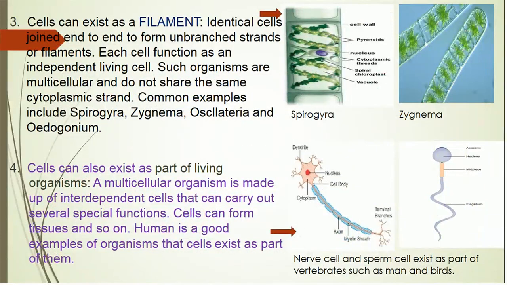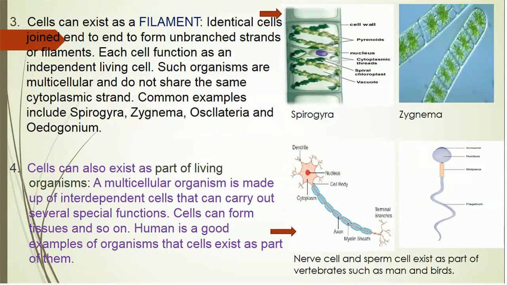Number 3. Cells can exist as a filament. Here, identical cells join end to end to form unbranched strands of filament. Each cell functions as an independent living cell. Such organisms are multicellular, and so they do not share the same cytoplasmic strand. That means the individual cells are not linked together. They can exist independently on their own. Common examples include the spirogyra, zygnema, oscillatoria, and the oedogonium. Here are images of how the spirogyra and zygnema look.